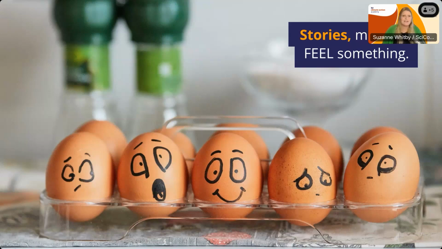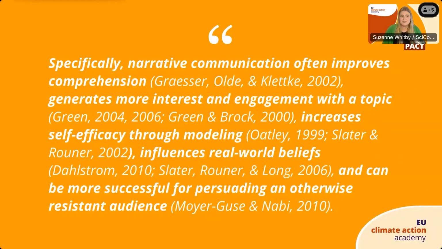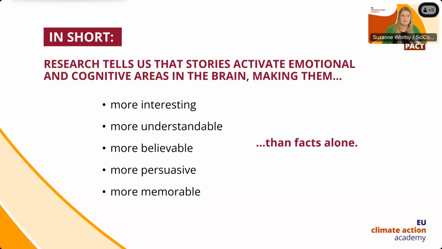What we know from research is that stories, or specifically narrative communication, often improves comprehension. It generates more interest and engagement with the topic. It increases self-efficacy through modeling. It influences real-world beliefs, and it can be more successful for persuading an otherwise resistant audience. Lots of big words. What does this mean in plain English? Research tells us that stories activate emotional and cognitive areas in the brain, and this makes them more interesting and more understandable and more believable and more persuasive and more memorable than facts alone.